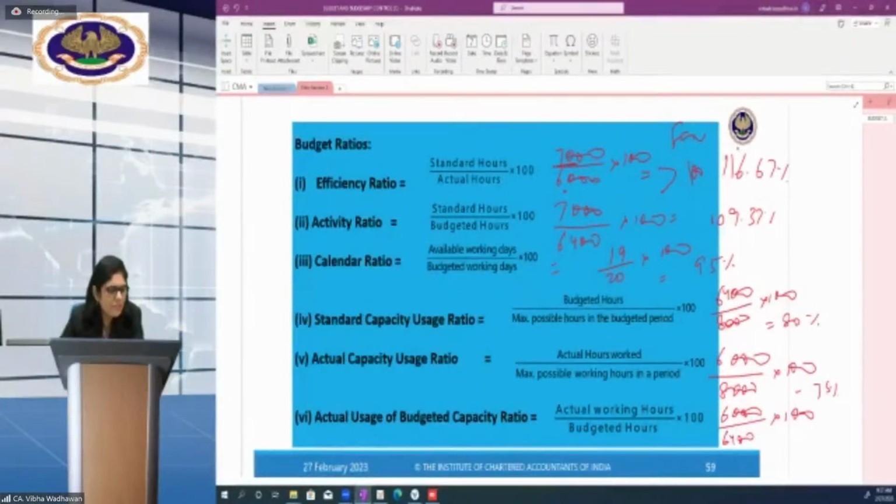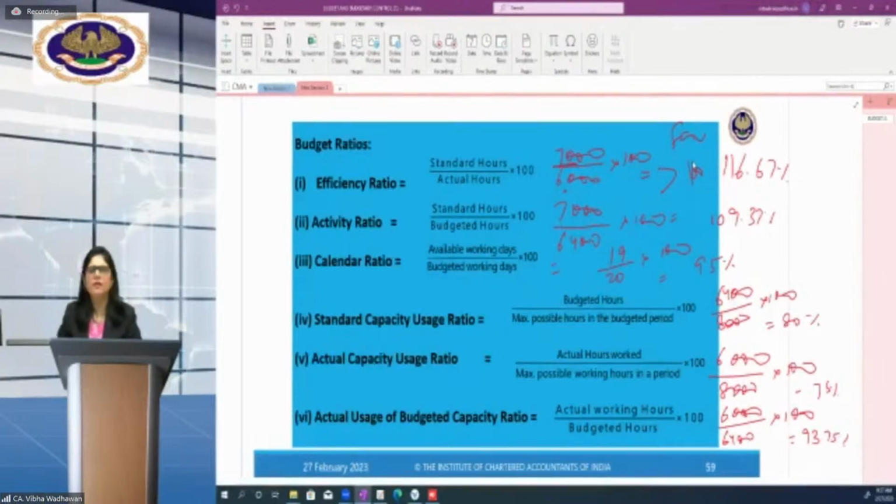And budgeted capacity ratio should also be less than 100%. It's 93.75%. So I've also calculated it for you. So this is the ratio. Sometimes the question comes for these ratios also, which you can just solve. It's a very scoring question.